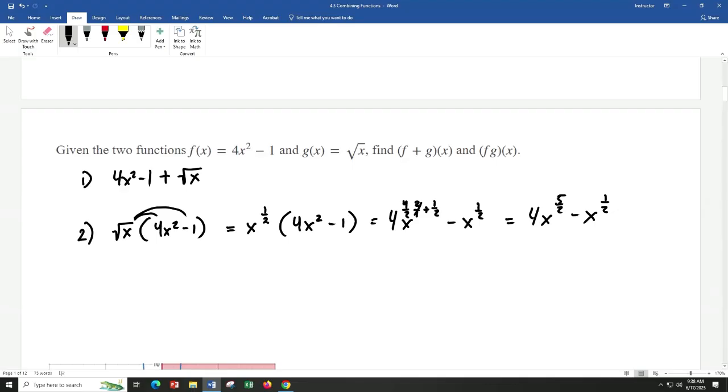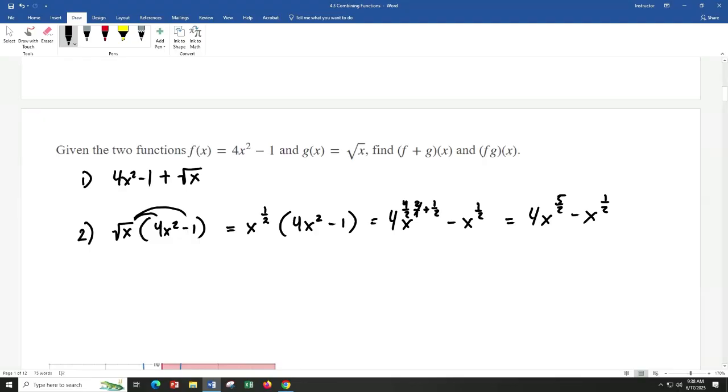But kind of watch out for that. Like I said, the simplification part's going to be the part that gets you. You all understand that you can multiply this into here, but then that's why you learn how to do rational exponents. Okay? But notice the domain.